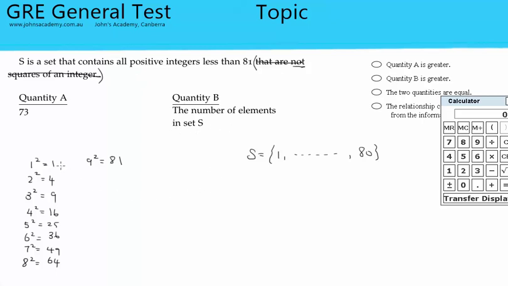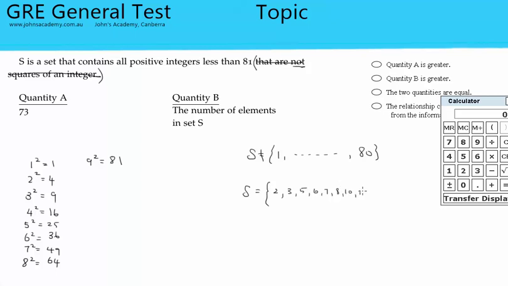However, how many squares of an integer are there between 1 and 80? So that's 1, 2, 3, 4, 5, 6, 7, 8. So the set doesn't contain those. So 1 is out, actually. So this is actually not the set S. So 1 is not there, and 2 is there. 3 is there. 4 is not there. 5 is there. 6 there. 7 there. 8 there. But 9 is not there.